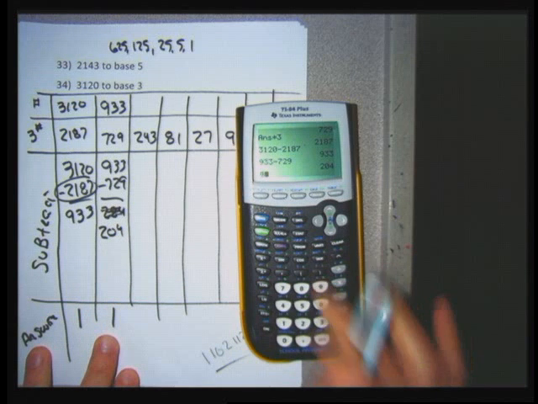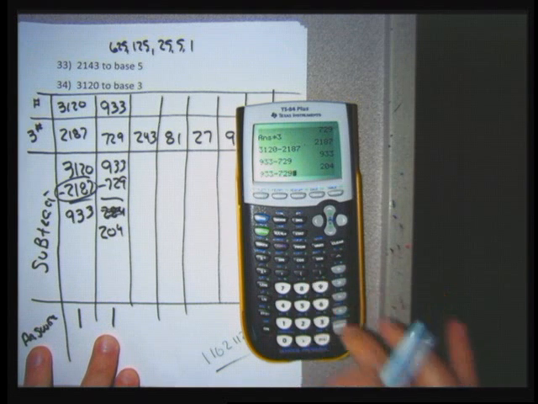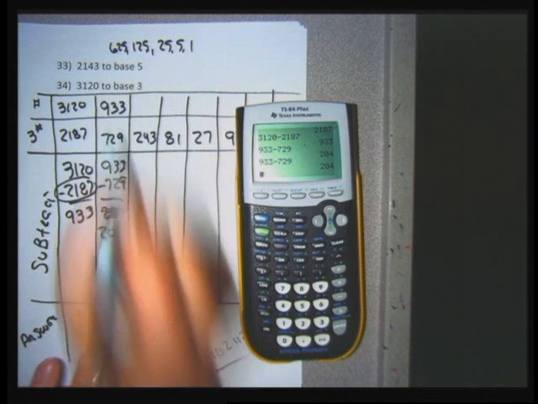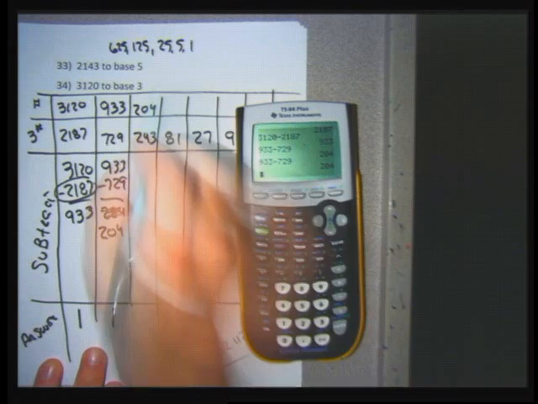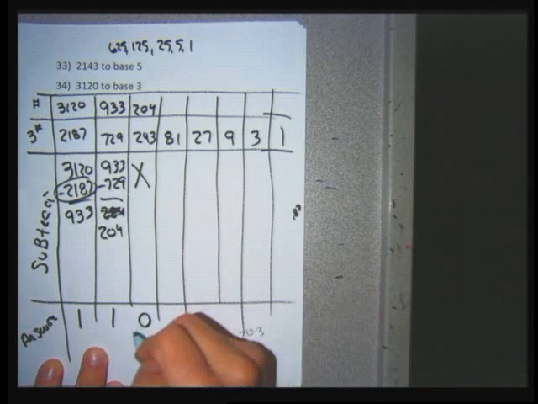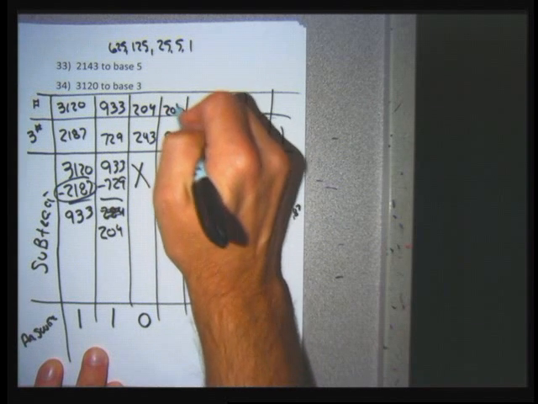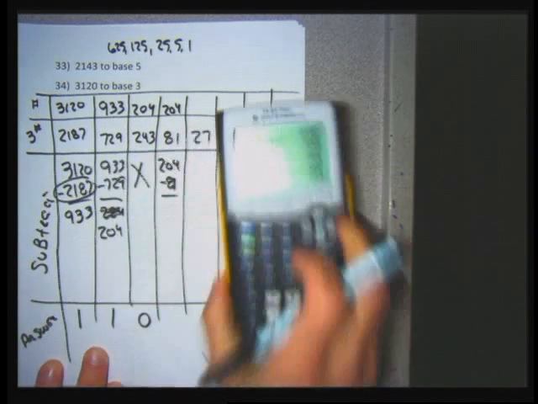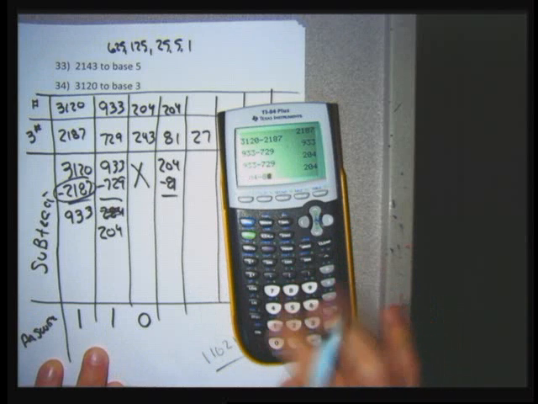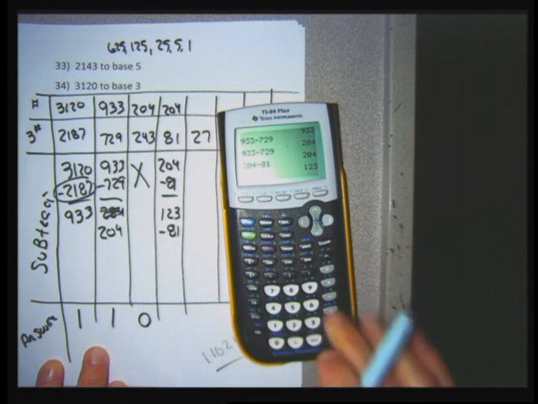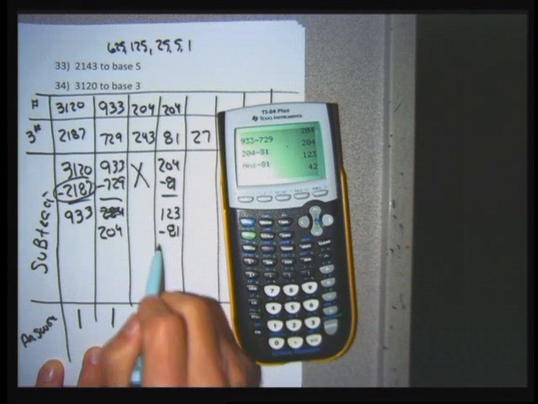Let me do that again. 933 minus 729 equals 204. And that's one time. Now I bring the 204 up. I can't subtract 204 minus 243. That would give me a negative. Put a 0 at the bottom. Bring the 204 over and start subtracting 81. So 204 minus 81 is 123. Minus 81 again is 42.